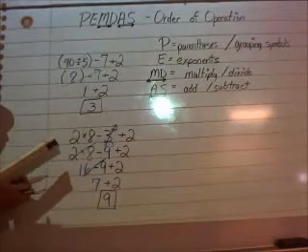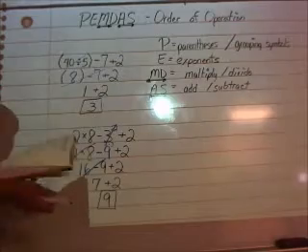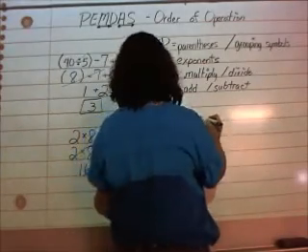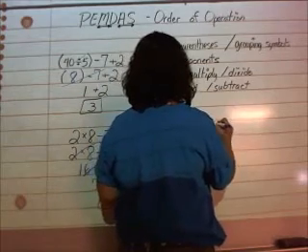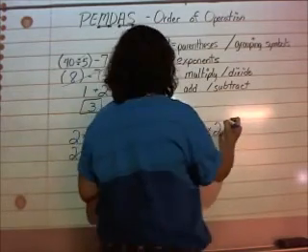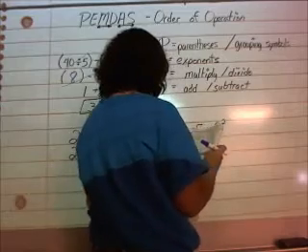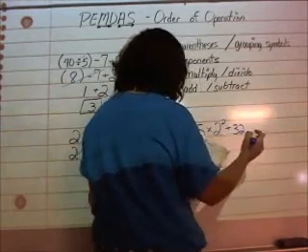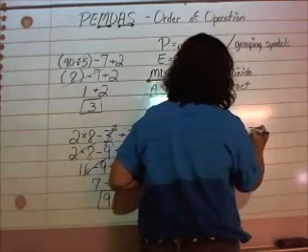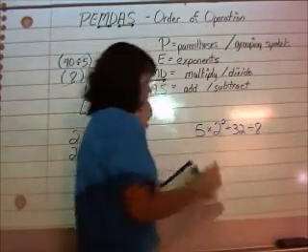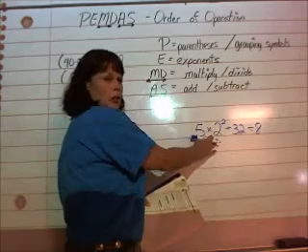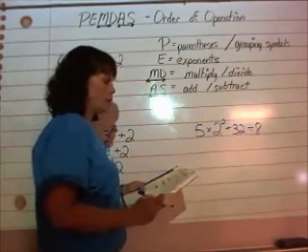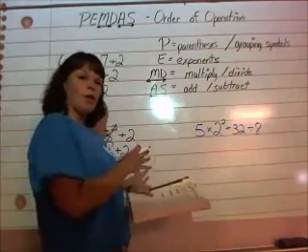Let's try another one. How about this one? We have 5 times 2 to the second power plus 32 divided by 8. So we have 5 times 2 to the second power plus 32 divided by 8. Start with your pen dots.